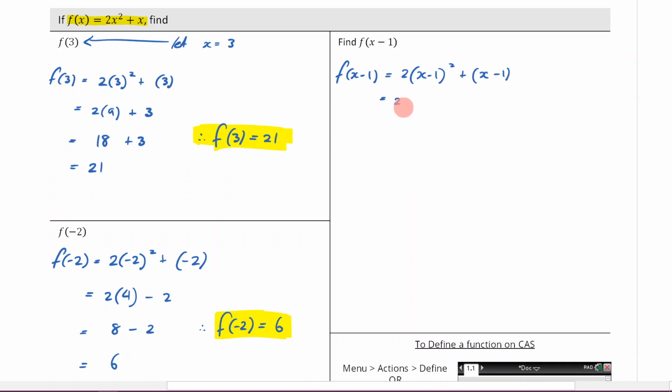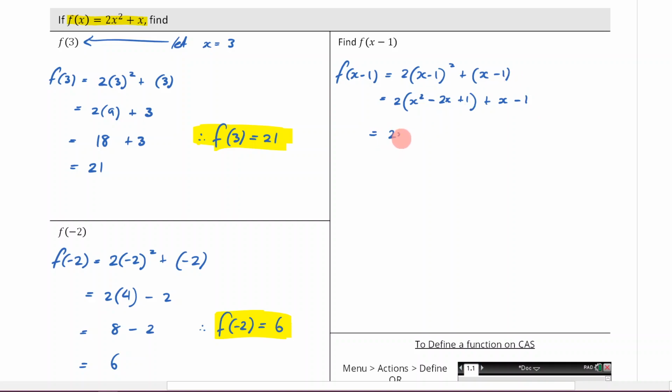Okay, so I need to expand this out. Remember our technique to do this. You square the first term. Then you go x times -1 is -x, times 2 is -2x. And then you square the last term, so it's going to become plus 1. And this is just x minus 1. I don't need the brackets here.